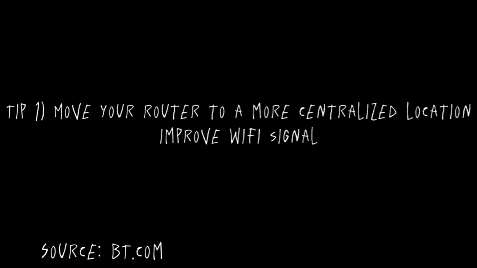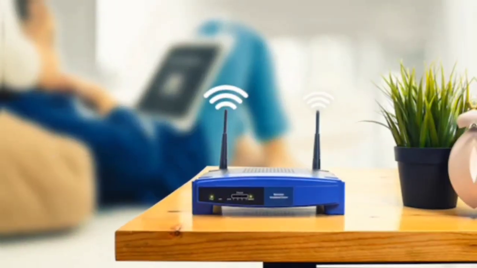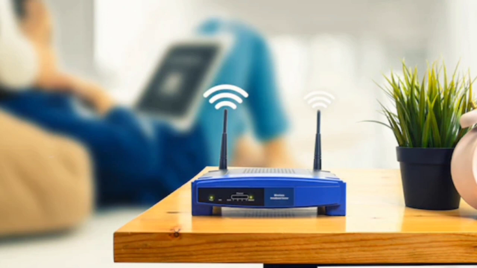Tip 1. Move your router to a more centralized location to improve Wi-Fi signal. Here's a rule of thumb to go by. Your average wireless router has a range of 150 feet (46 meters) indoors and 300 feet (92 meters) outdoors. While this is typically enough range to cover the average house or apartment, different obstacles and signal interferences can cause that signal to degrade before it reaches different parts of your home.